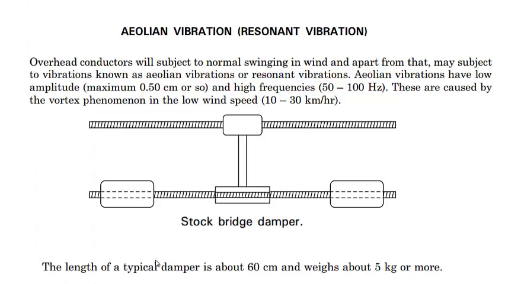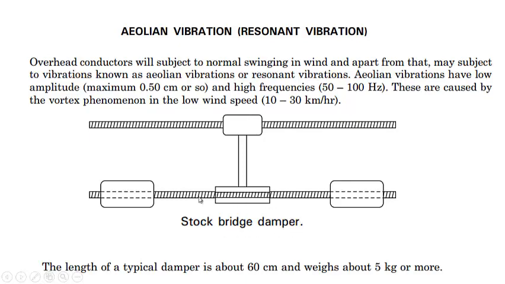Now there is some more design problems. One is the Aeolian vibration or resonant vibration. Overhead conductors are subject to a normal swinging in wind, and apart from that may be subject to a vibration known as Aeolian vibrations or resonant vibrations. These Aeolian vibrations have low amplitude, of the order of 0.5 centimeter or so, and high frequency, 50 to 100 Hz. These are caused by the vortex phenomena, or we can say whirlpool phenomena, in low wind speed of 10 to 30 kilometers per hour. So these types of vibrations can be eliminated or reduced by using a Stockbridge damper.